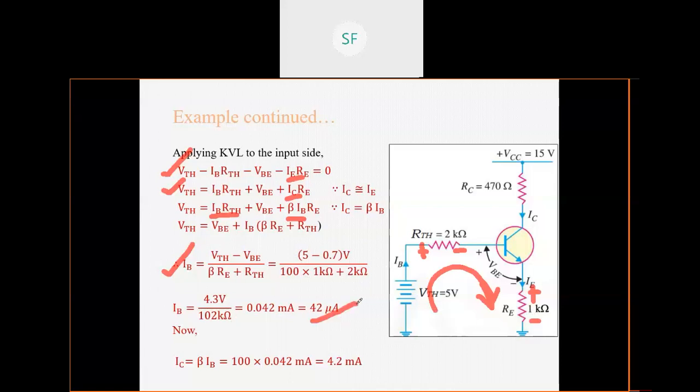Verify once and see whether you are getting it or not. I will give you a couple of minutes. Just try this calculation. Let me know whether it is correct or incorrect.